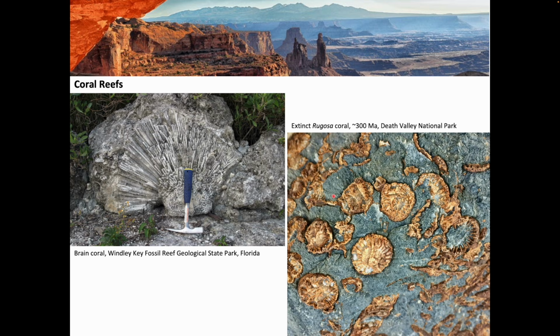On the right, we have a species of coral that no longer exists. This is called a rugosa coral, some of the earliest corals we know of in the fossil record. These were found mostly from about 300 to 400 million years ago, and this example is from Death Valley National Park. We can see the structures of these corals, which are an inch or two across, and they are actually very well preserved inside this limestone.